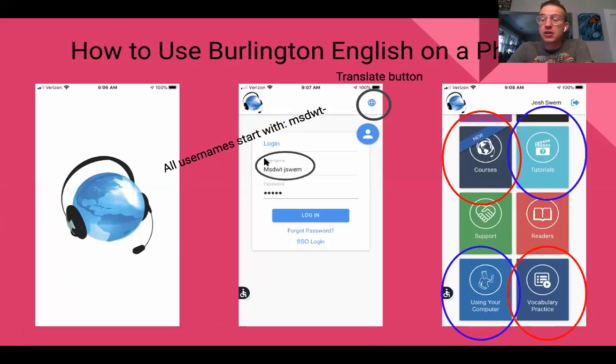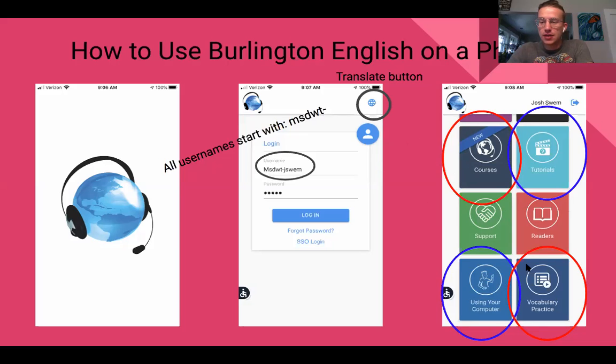If you do not remember your username and password, ask me, and remind, your username always starts with MSDWT and a slash, and then it has your password. And there's a translate button at the top if you do not know what some of these words mean.